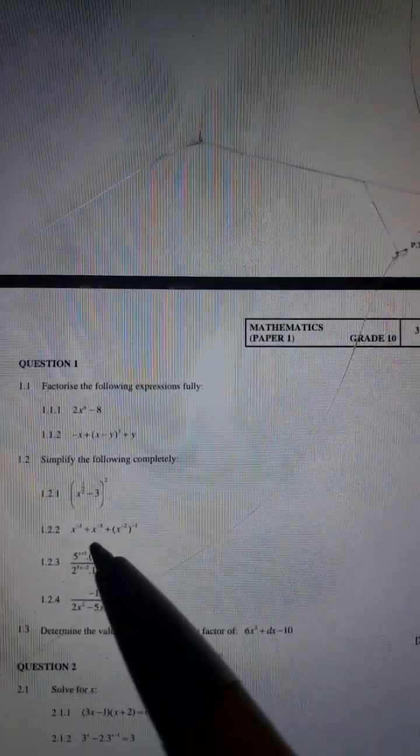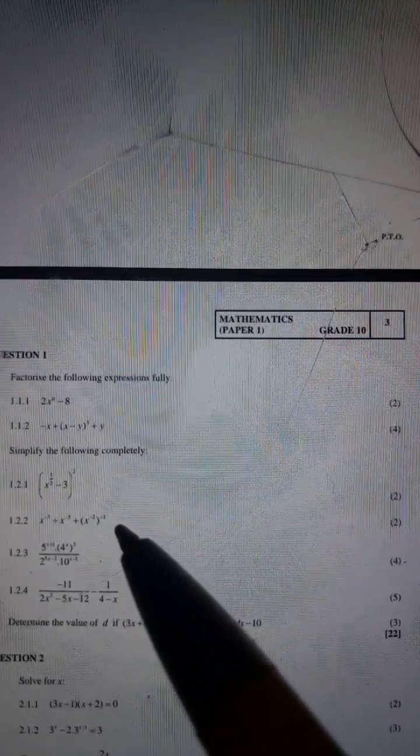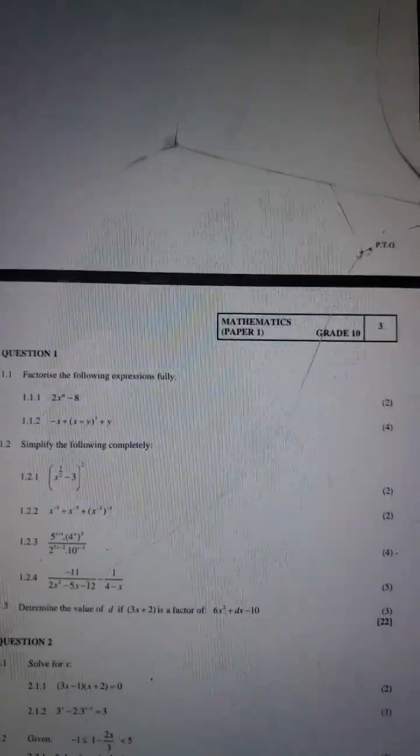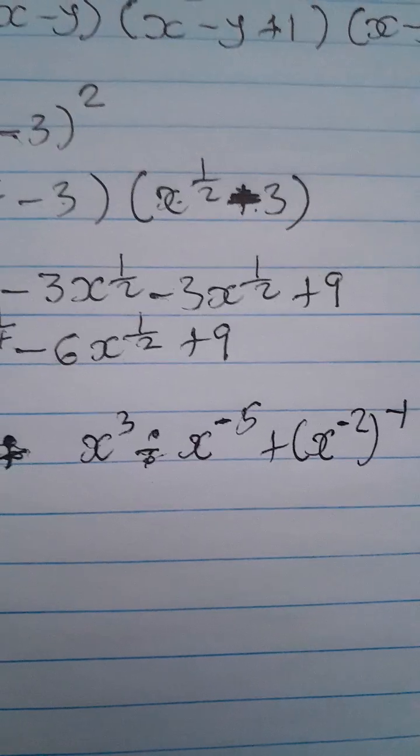So for this one, we are given x to the power of negative 3 plus x to the power of negative 5 plus, open the bracket, x to the power of negative 2, close the bracket, to the power of negative 1. So let's fix this first so that we will work it out. Remember, it's divide here, and here it's plus, right? Let's put that into practice.